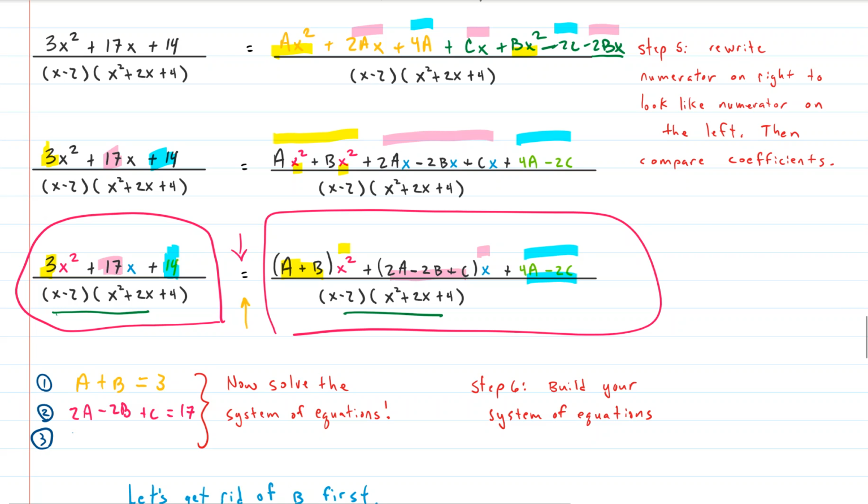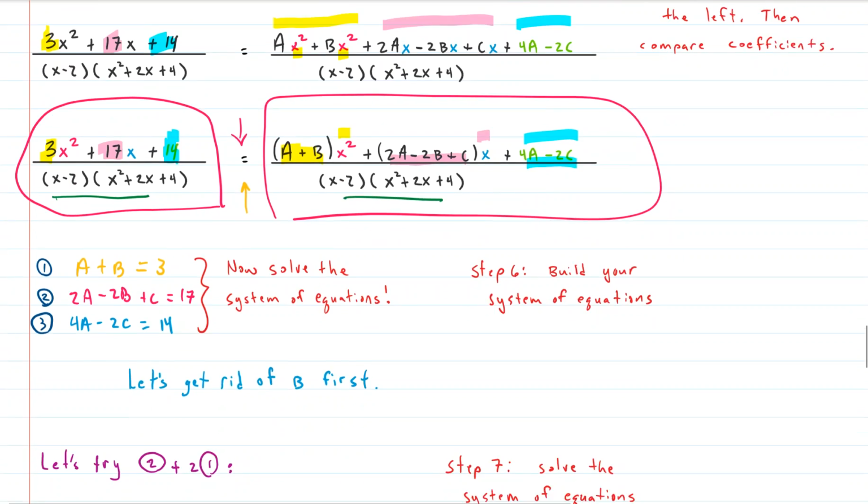So we know that 4a minus 2c equals 14. Now we have three equations, three unknowns, and we solve for a, b, and c. Once we solve for a, b, and c, we're done. We just write out our answer. So we're getting really close.